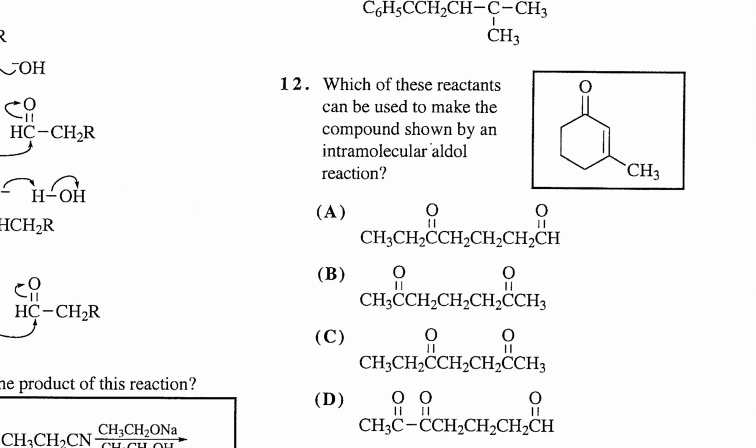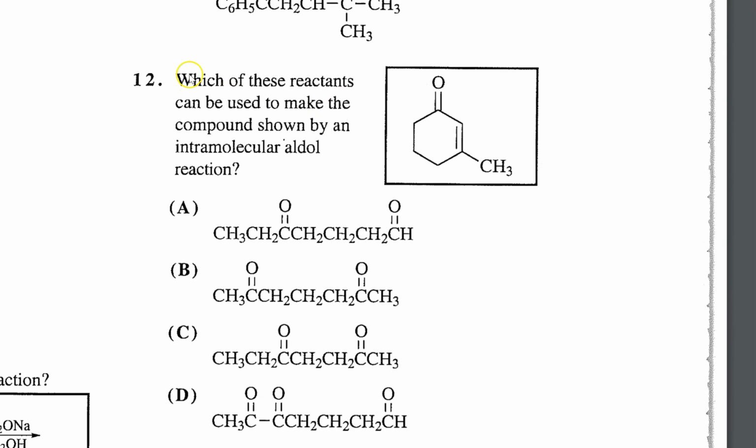Okay, how about we do number 12 now? Which of these reactants can be used to make the compound shown by an intramolecular aldol reaction? So how are we going to split this thing up? Should there be 4 carbons between 2 double bond O's? One, two, three, four. Yes, we are indeed seeing that.